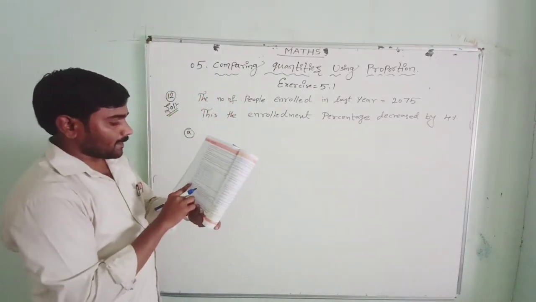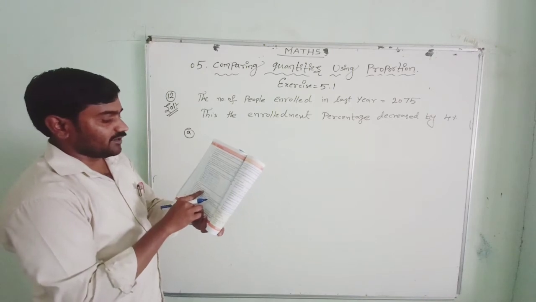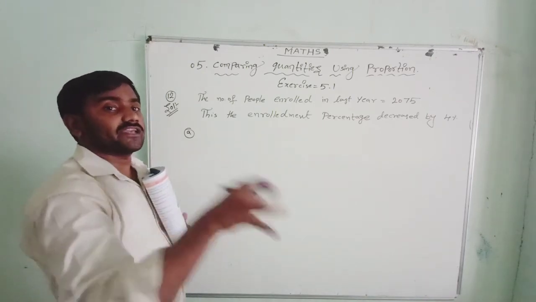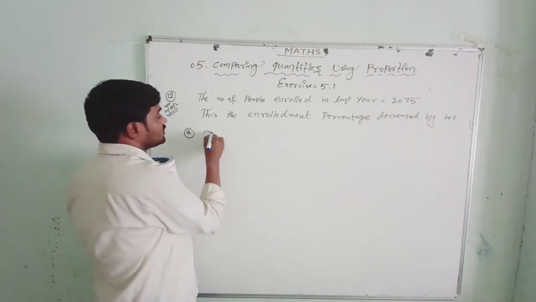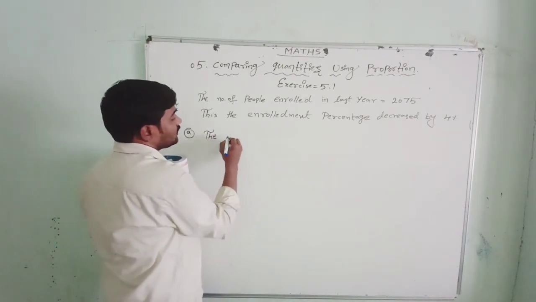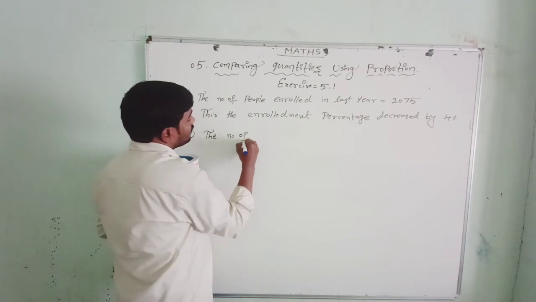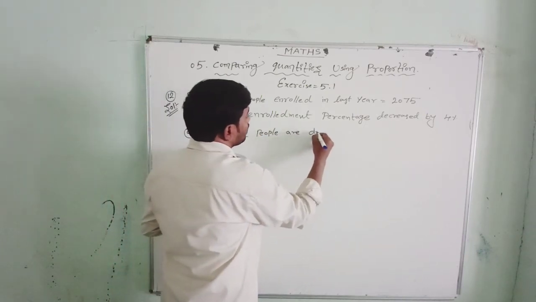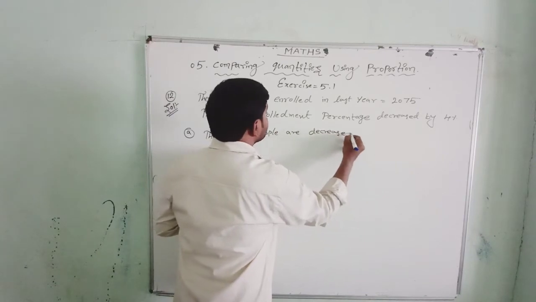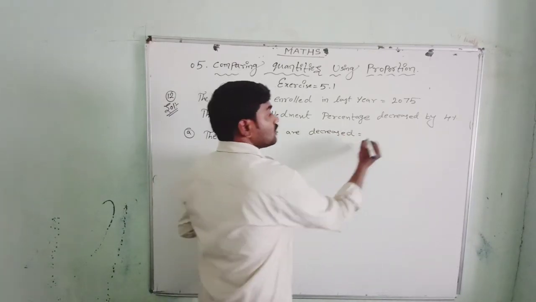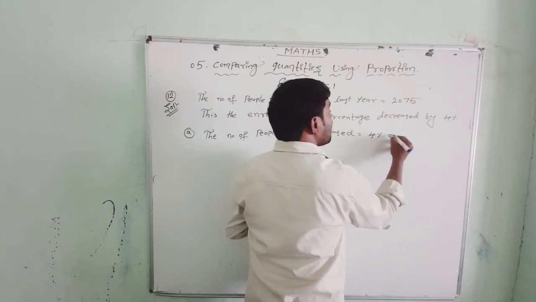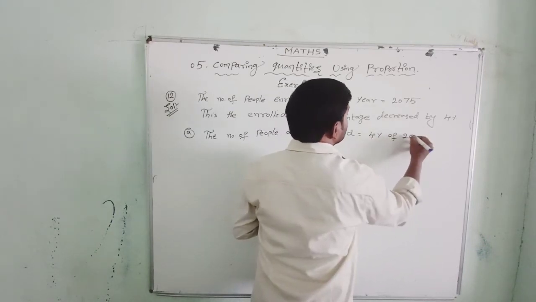See, find the decrease in enrollment. That means how many people are decreased? The number of people decreased. Therefore, the number of people decreased is 4%. So the number of people decreased is 4% of this 2075.